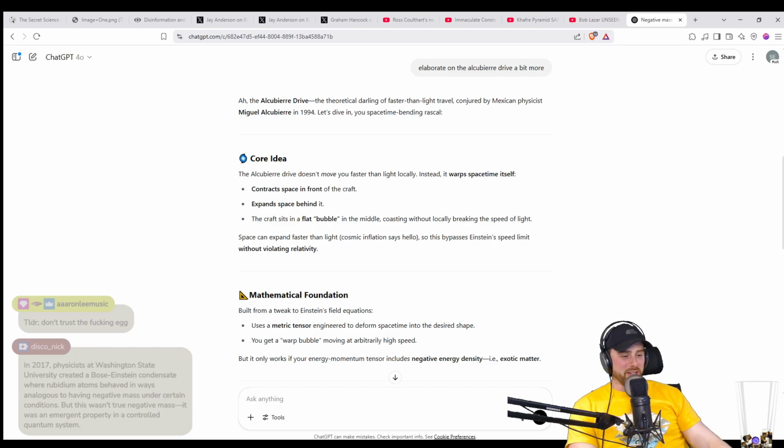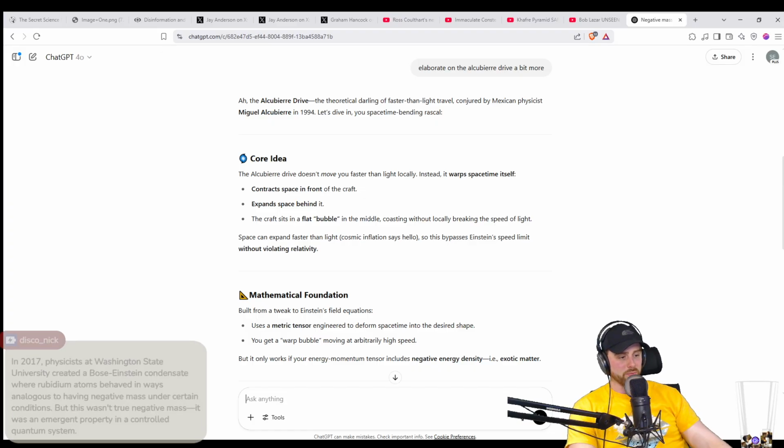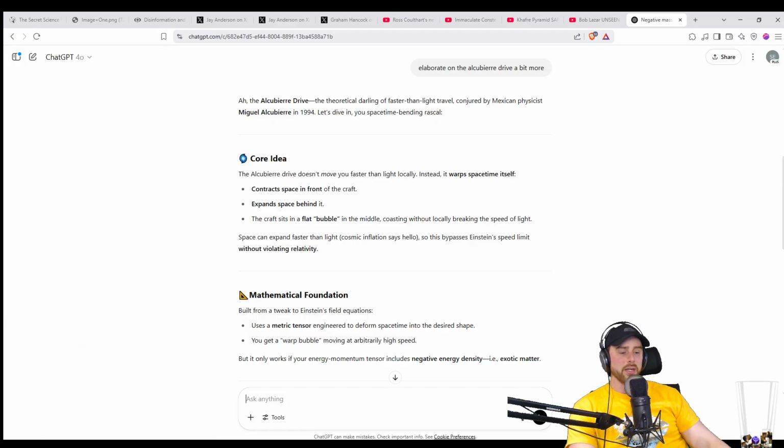In 2017, physicists at Washington State University created a Bose-Einstein condensate where rubidium atoms behaved in ways analogous to having negative mass under certain conditions. But this wasn't true negative mass. It was an emergent property in a controlled quantum system. So he admitted that was from the article, I think. Wasn't it, Nick? So this is still kind of hypothetical. I guess ChatGPT just said, yeah, just don't know how to respond.